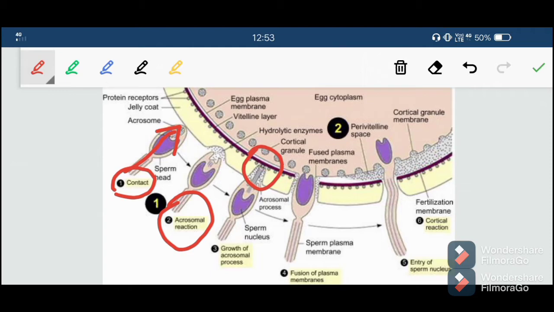After the penetration, the male pronucleus enters the cytoplasm of the secondary oocyte. At this stage, the secondary oocyte completes meiosis too. The male pronucleus is released into the cytoplasm and the female nucleus is also formed. These two fuse and the zygote forms.